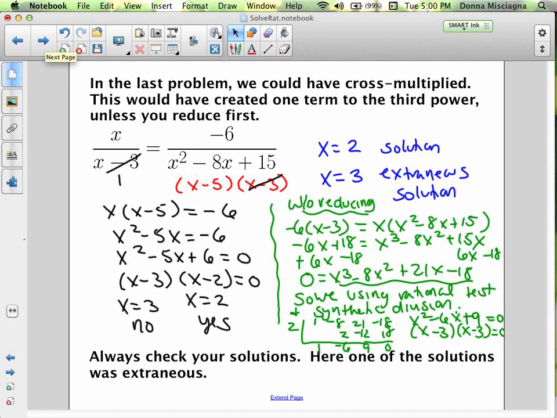What we ended up doing is we ended up canceling out the second x minus 3 when we reduced up here, right? But we have 2 solutions. Only one of them is a good solution. The other one's extraneous. It's extra. All right, let's look at another problem.